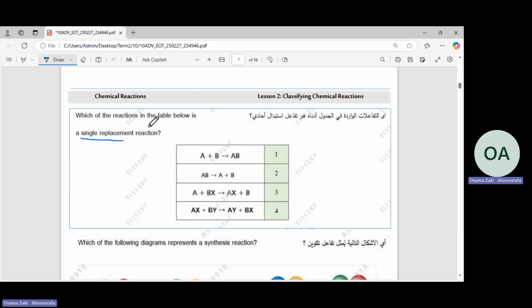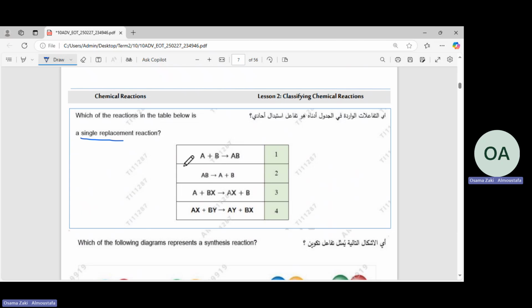What about the third one? The third one is the combustion. We have oxygen before the arrow, and it produces light and heat. The fourth one is replacement. We have 2 types of replacement reactions: single replacement and double replacement. In single replacement, we have element and compound, which produces element and compound. But in the double replacement, we have compound and compound, which produces compound and compound.